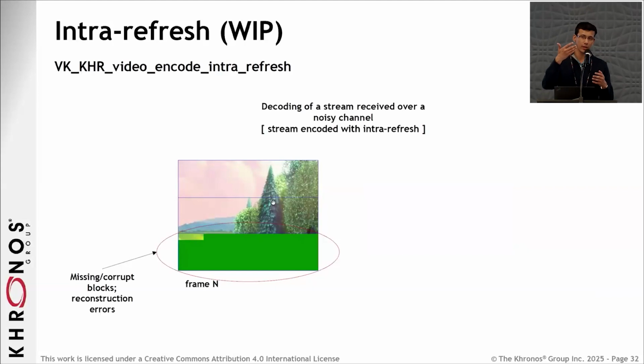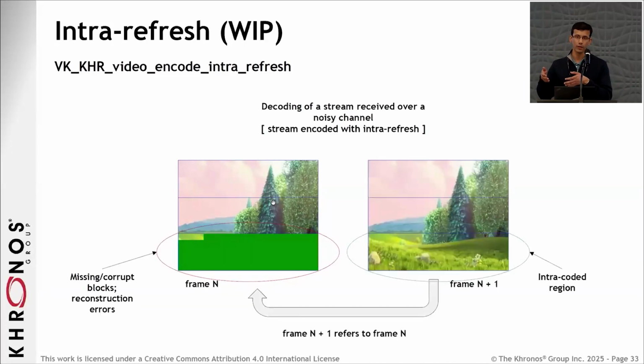So now if you have a stream coded with intra refresh and you send it over the same channel as before, you can still end up losing a chunk of information as before. But for frame n+1, because the bottom part happened to be intra coded, it's preserved. And so frame n+2 and so on will not suffer from decoding errors. And this happened in sequence.